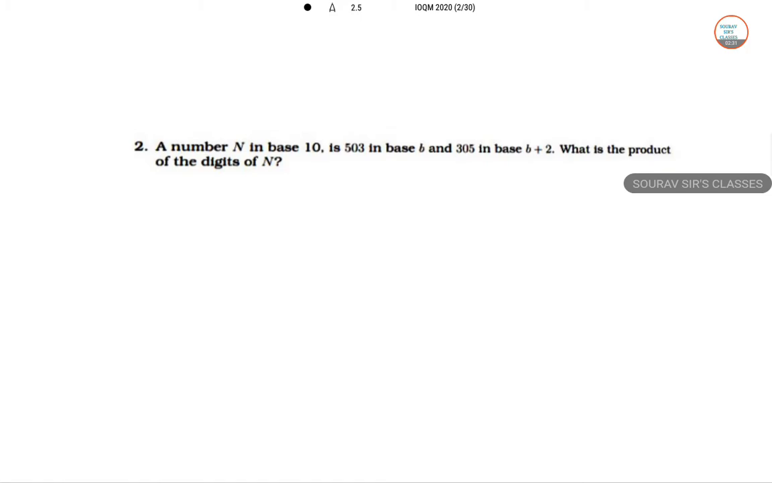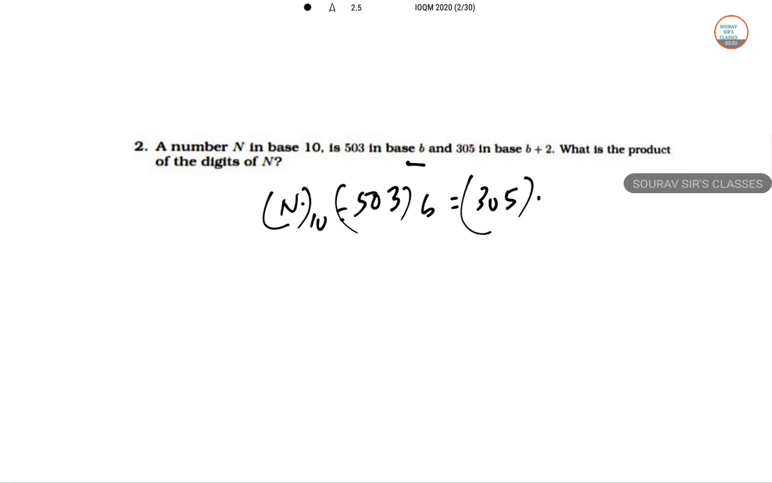A number n to the base 10 is 503 in base b, and 305 in base b plus 2. What is the product of the digits of n? So n equals 5b square plus 3, and this is 3 into b plus 2 whole square plus 5.